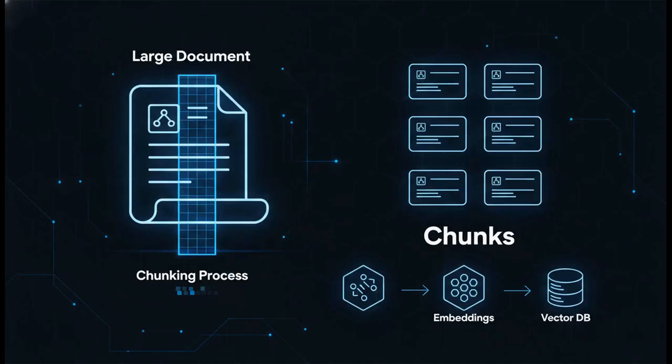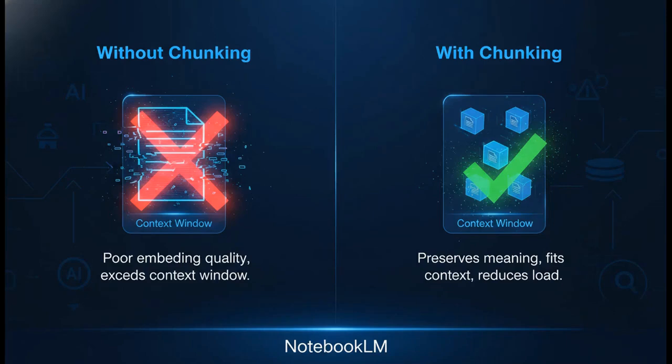Now, you can't just throw a 100-page PDF at an LLM. They have a limit to how much info they can look at once. It's called a context window. So the very first step is to break these big documents down into smaller, bite-sized pieces we call chunks. And this step, chunking, is absolutely crucial.